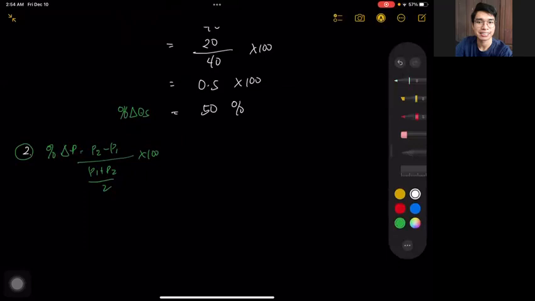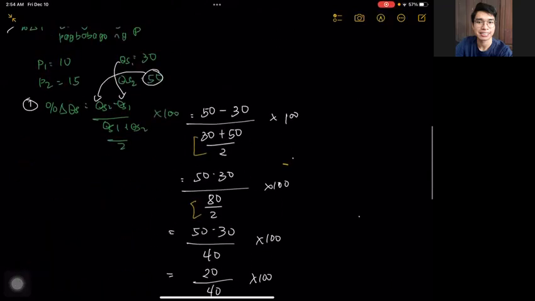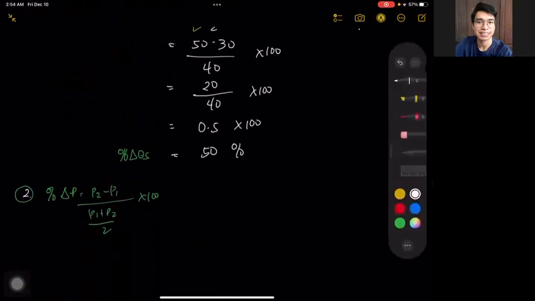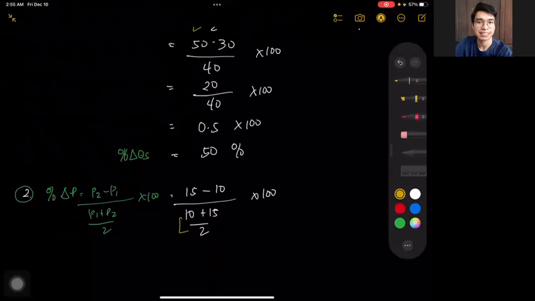So, substitute lang natin yung given value. So, batay sa given kanina, we just want to recall P1 is 10 and P2 is 15. So pwede na natin substitute. So, ang P2 po natin is 15 minus P1 is 10 divided by P1 plus P2, 10 plus 15 divided by 2, multiplied by 100. So, again, we need to simplify the fraction in the denominator before we proceed into the division. So next, 10 plus 15 is equals to 25 divided by 2.